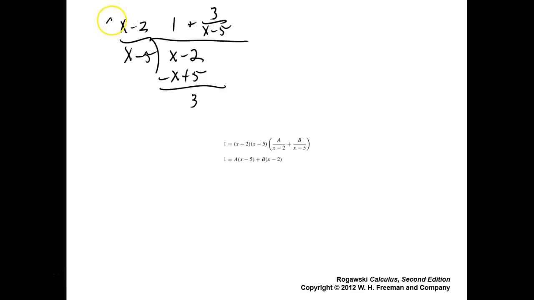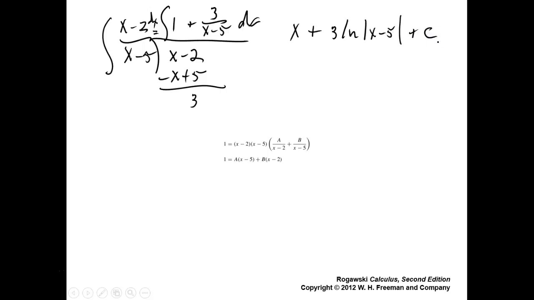And therefore, if you were integrating this, now you integrate that. Okay? That would be the same thing. And that would be the antiderivative of 1 dx, if these were both dx's there, okay? That would be x plus 3 times the natural log of absolute value x minus 5 plus c. Okay.